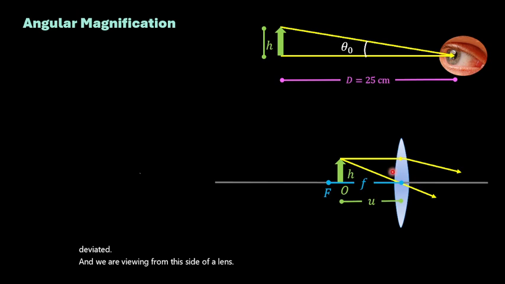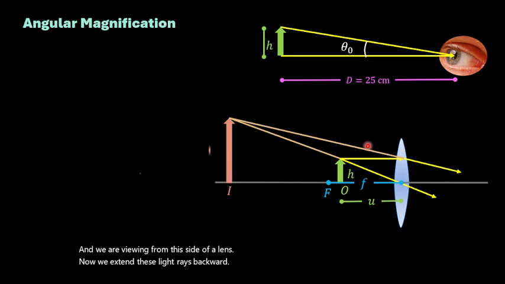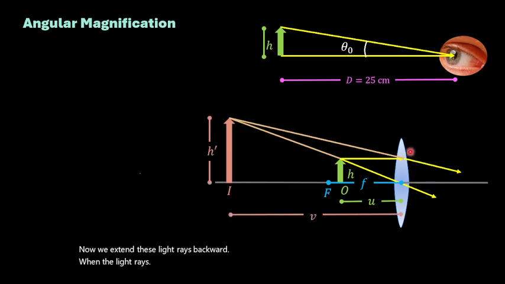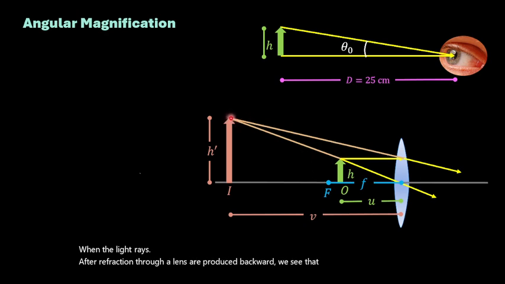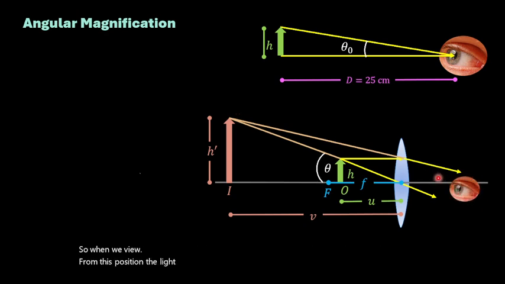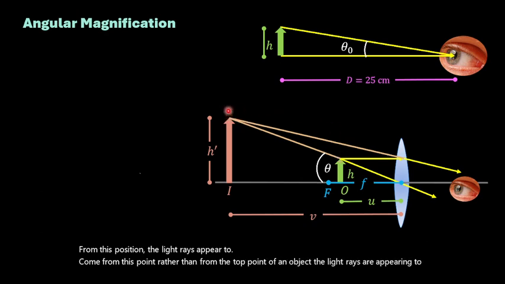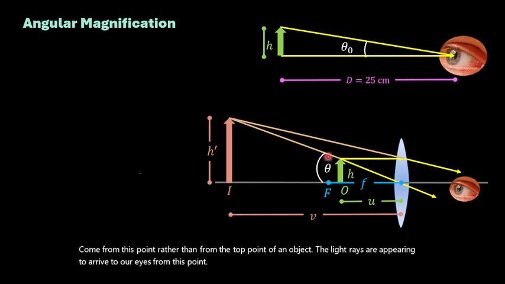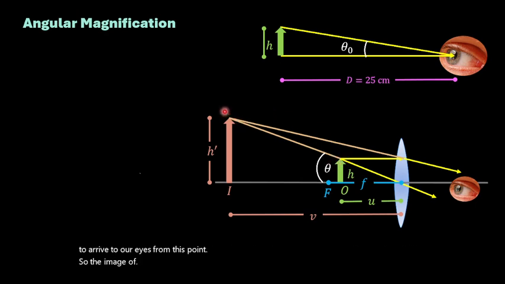Now we extend these light rays backward. When the light rays after refraction through the lens are produced backward, we see that they meet at this point. So when we view from this position, the light rays appear to come from this point rather than from the top point of the object. The light rays appear to arrive at our eyes from this point. So the image of the top of the object is produced here.